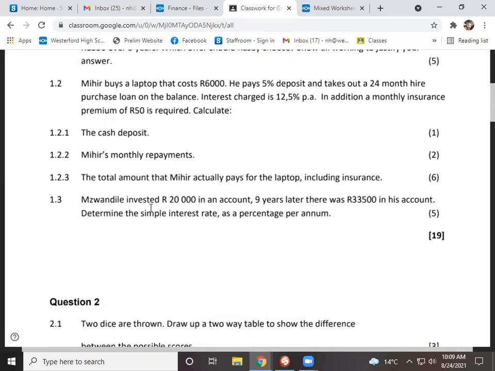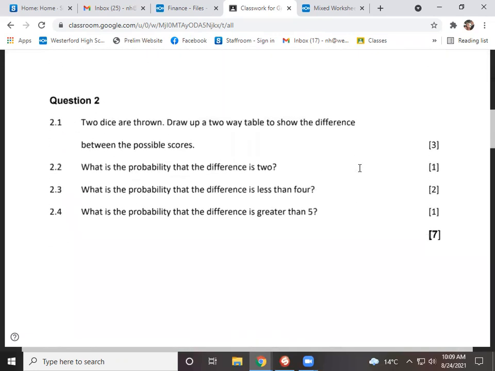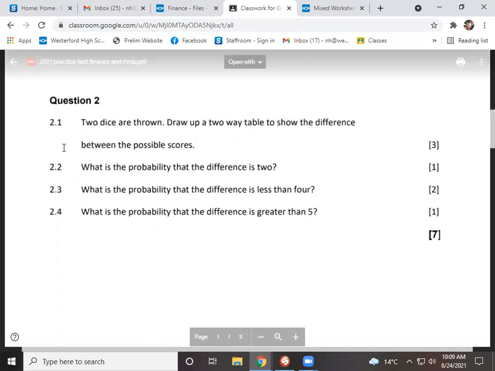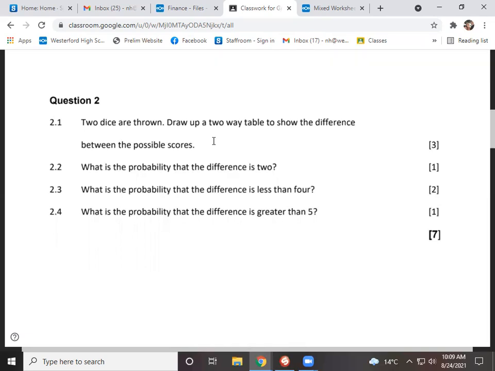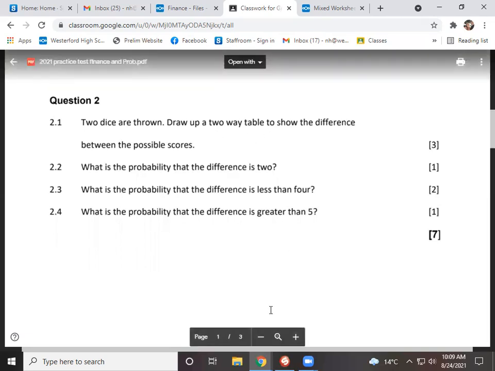I don't know. Question 2. Now, these are the probability questions. 2 dice are thrown. Draw up a two-way table to show the difference between the possible scores. The difference between the possible scores. Okay, that's tricky. Let me show you quickly how to do that.